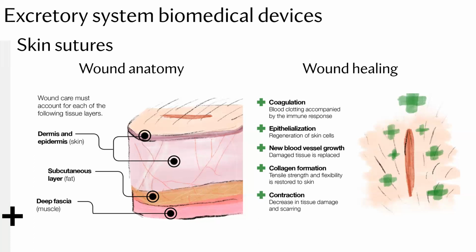And usually repair mechanisms operate in this simple five-step process here. It starts with coagulation and blood clotting, which is the basic immune response. And then you start having epithelialization and the formation of an epithelial layer. This is the equivalent to the endothelial layer that you have in the blood vessel wall. So you have epithelial cells forming a layer here. And then you have new blood vessels growing in the damaged tissue area.